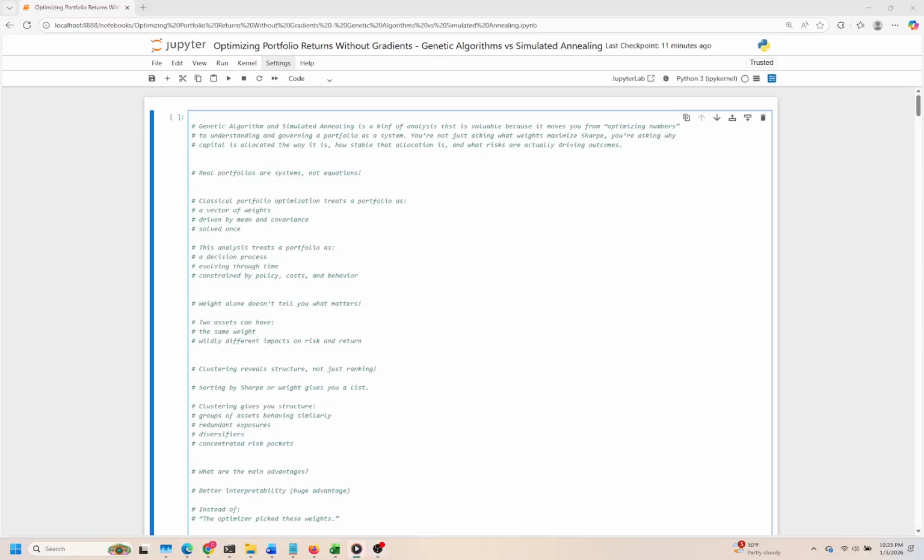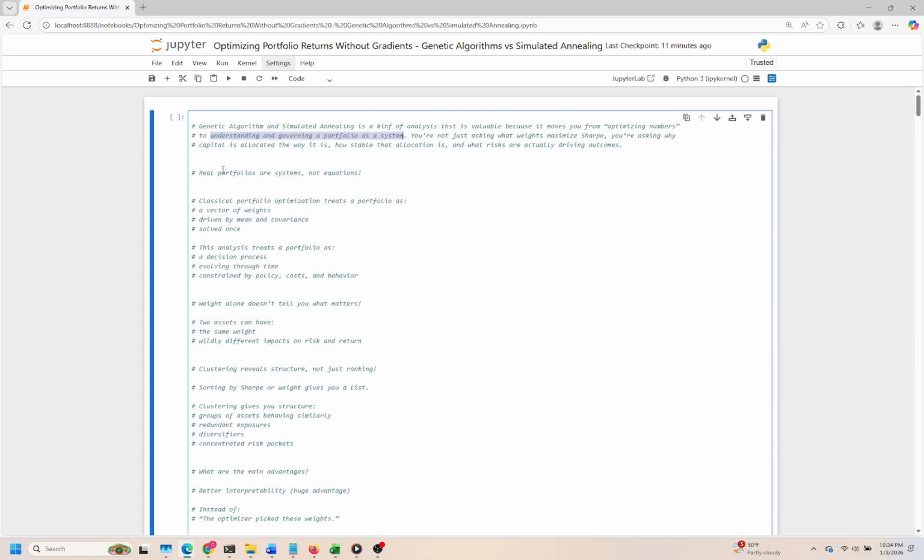Cell 1. In this cell, we delve into the intricacies of genetic algorithms and simulated annealing, uncovering their relevance in the analysis of portfolio systems. Rather than simply optimizing numbers, these methodologies allow us to explore the underlying structures and dynamics that inform how capital is allocated within a portfolio. This broader perspective shifts the focus from mere statistics to understanding the relationships and behaviors that drive financial outcomes.